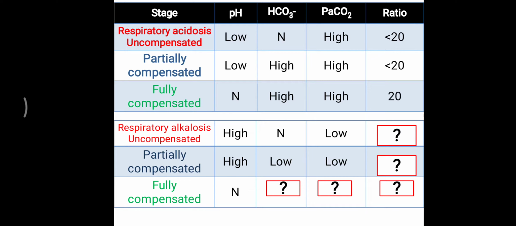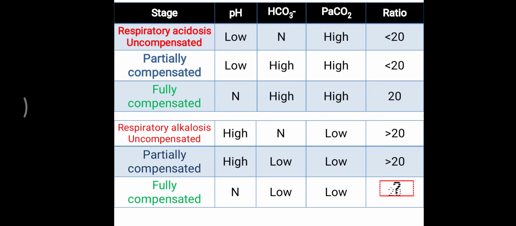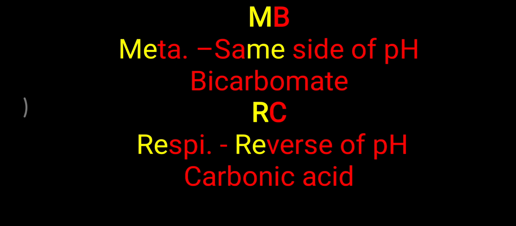But what happens in the fully compensated condition? The pH will become normal. Again, in full compensation you have to remember this ratio will also become normal, meaning the 20 ratio of base upon acid. Further details of this compensation mechanism we will look at, but before that you have to remember that for the metabolic condition it is bicarbonate. So metabolic is on the same side as pH, and that change is seen as the primary change. Primarily bicarbonate is affected in this picture.